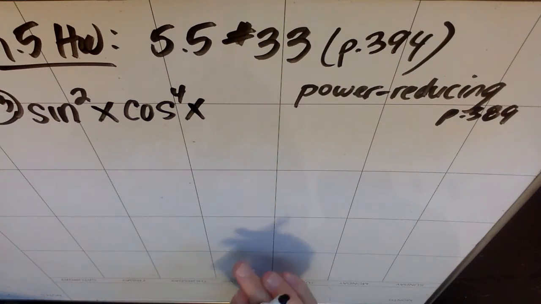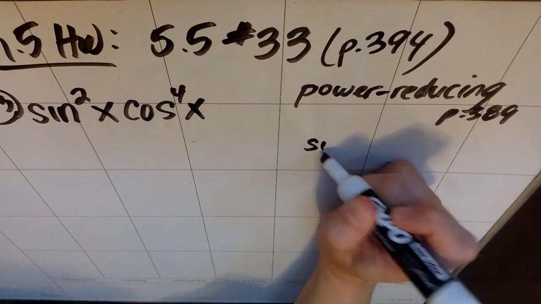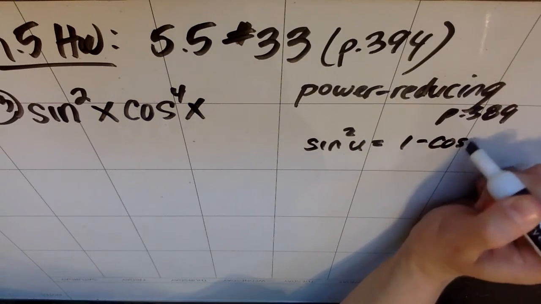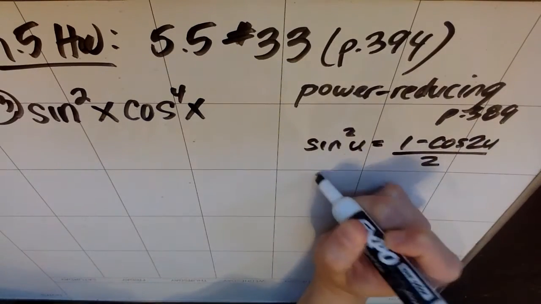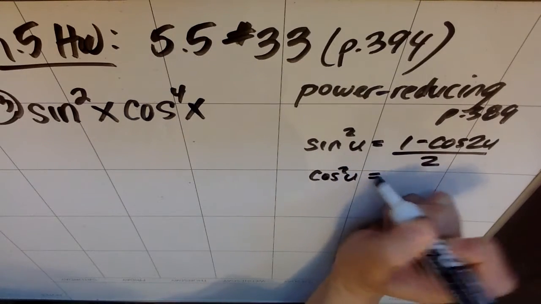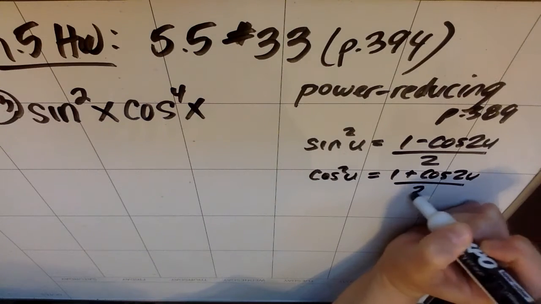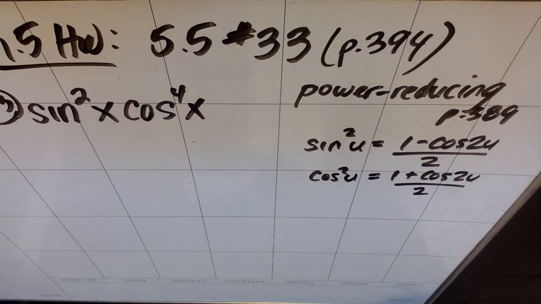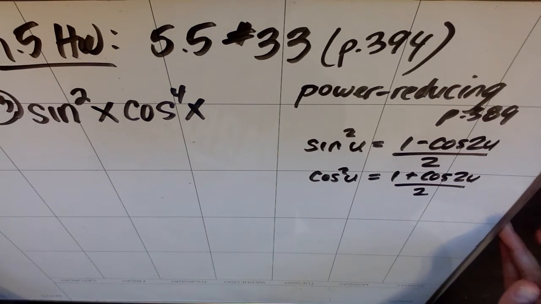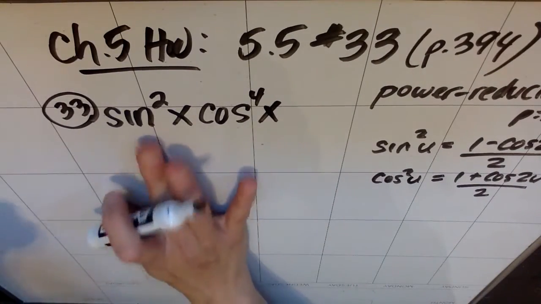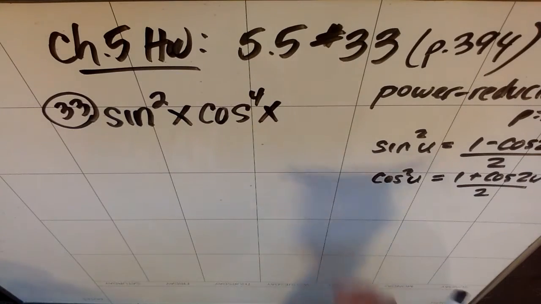Since this is all sines and cosines, what we're going to want to do is use sine squared of u equals 1 minus cosine of 2u all over 2, and cosine squared of u equals 1 plus cosine of 2u all over 2, right? So those are the 2 formulae that we're going to want to use. So when we replace stuff, we're going to replace this sine squared x with this sine squared of u, and we're going to want to replace, it's up to you. There's a couple different ways to do this, right?